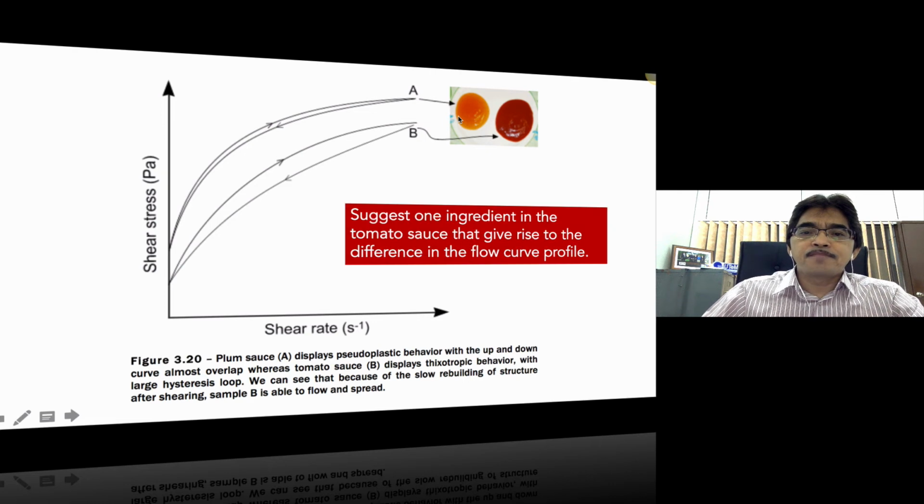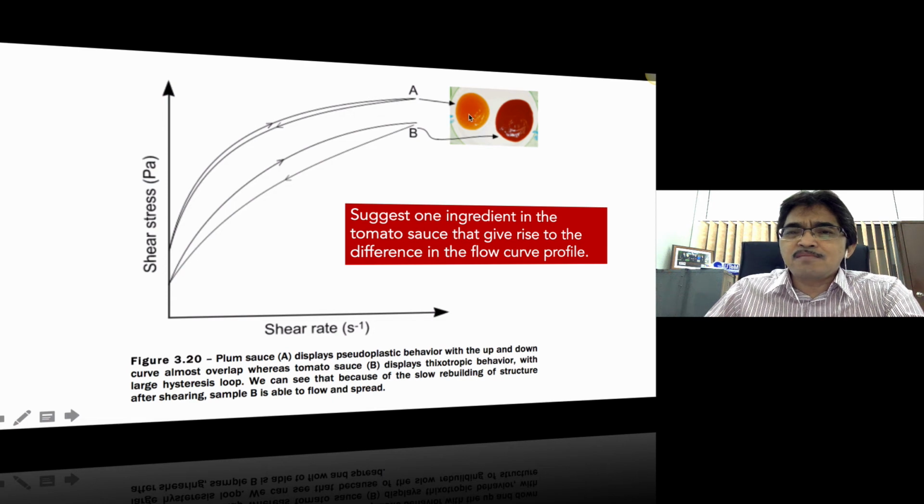Okay. So suggest one ingredient in the tomato sauce that gives rise to the difference in the flow curve profile. The difference would usually be the type of high molecular weight polymer that you have in the sample. For example, maybe the type of hydrocolloids or gums or stabilizer that we add. So for example, here you might have xanthan gum. Maybe here you have a modified starch.